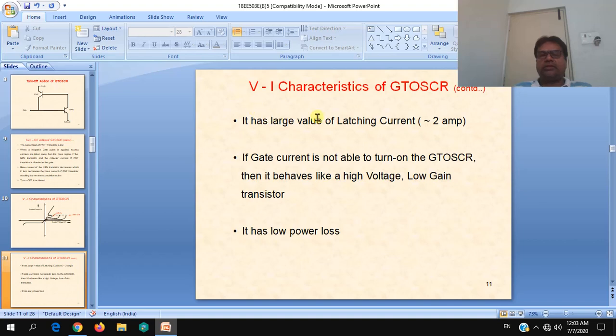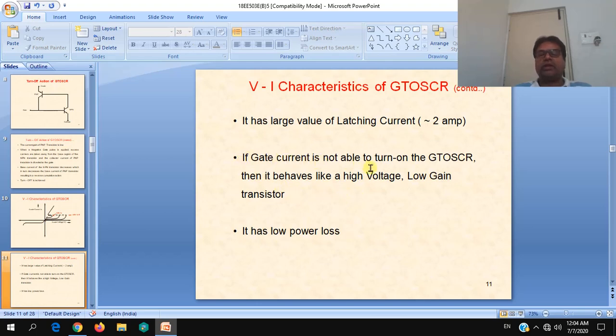When we discuss the same thing which we have gone through, it has a large value of latching current, which is of the order of 2 amperes. If gate current is not able to turn off the GTO SCR, then it behaves like a high voltage low gain transistor.